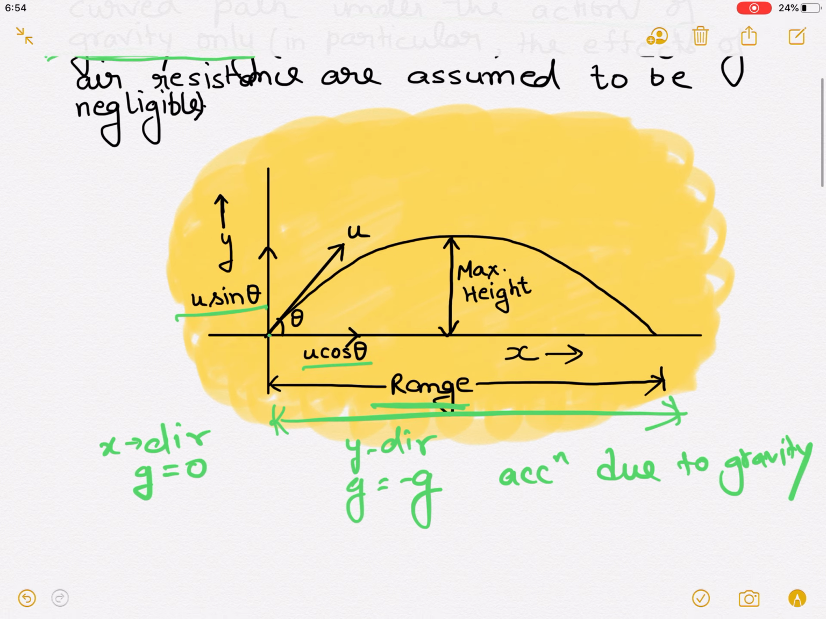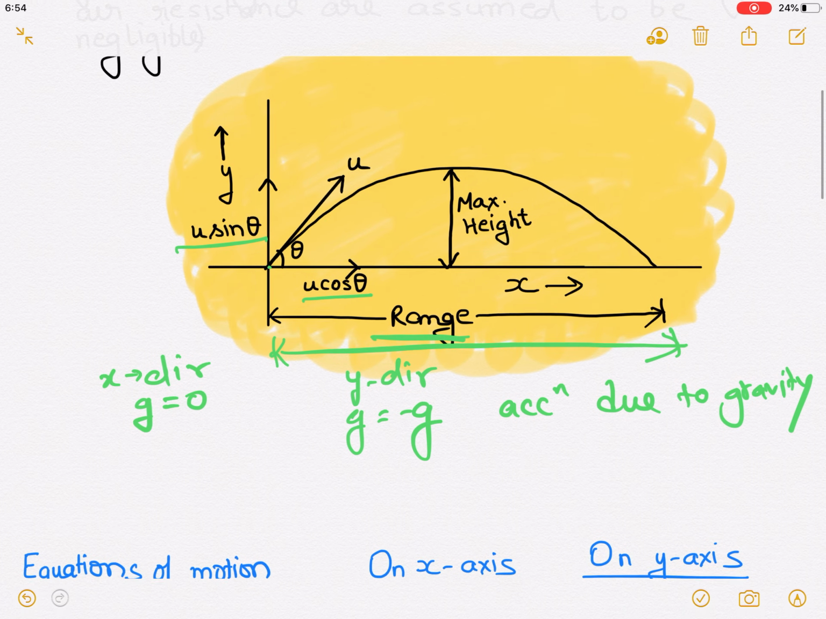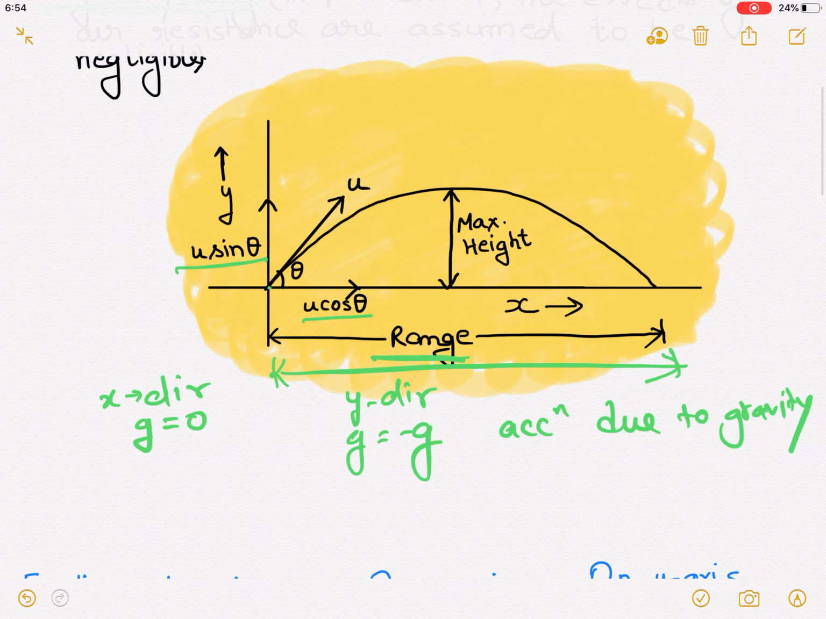The next thing you want to understand is that at this point B, the distance covered, or displacement, in the y direction is 0. You see here that the displacement in the y direction is 0. That is a very important point. What are the three things? That it is equal to 0 in the y direction.